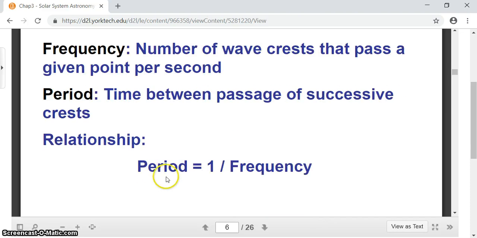As I said, there's a relationship between the period and the frequency. The period is 1 over the frequency, and of course the reciprocal is also true: the frequency is simply 1 over the period.